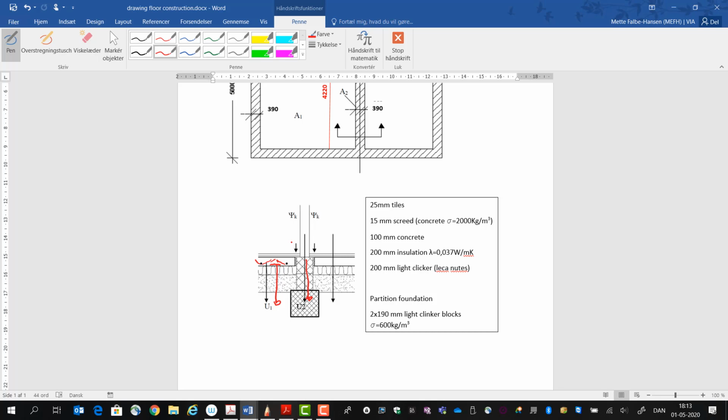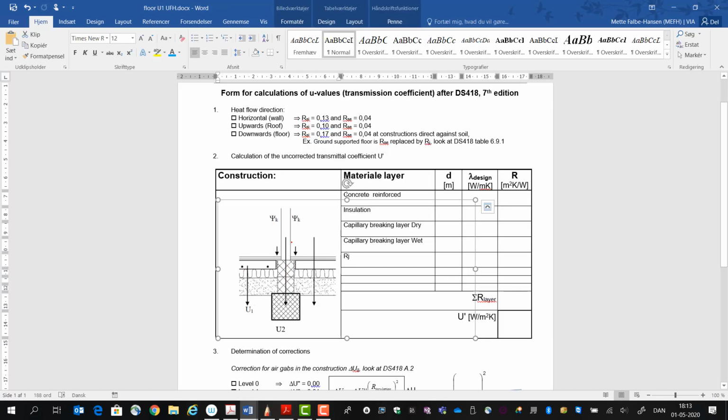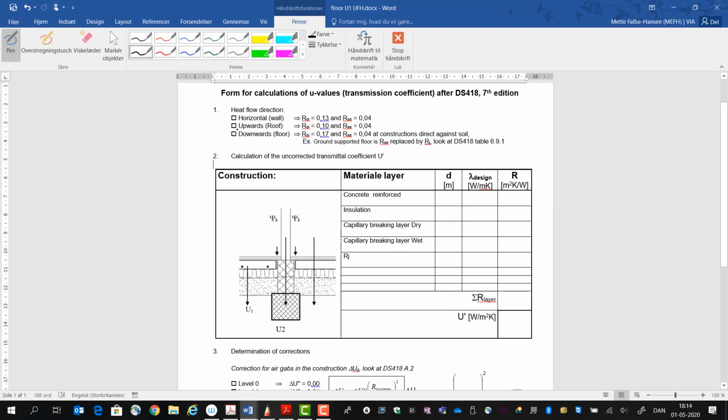But first we're going to calculate U1. You can see I have actually cheated a little bit. I have written the material in, and I also put the sketch over here. So we start from the top and go downwards through the floor. But we don't have RSI, as we're starting inside the construction. We start from where we have the heating pipes, and they start 2/3 down.